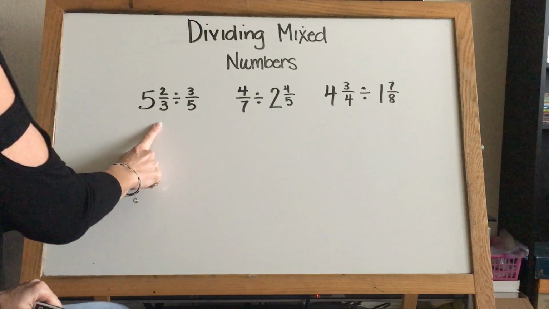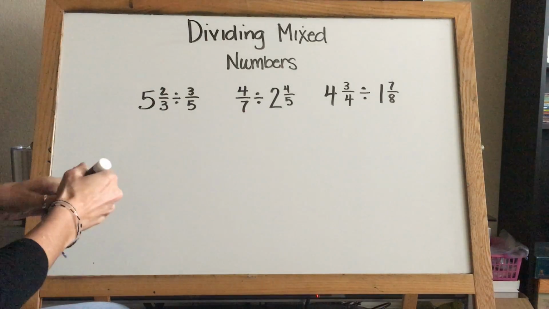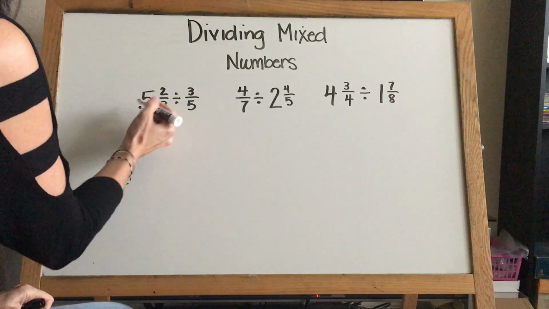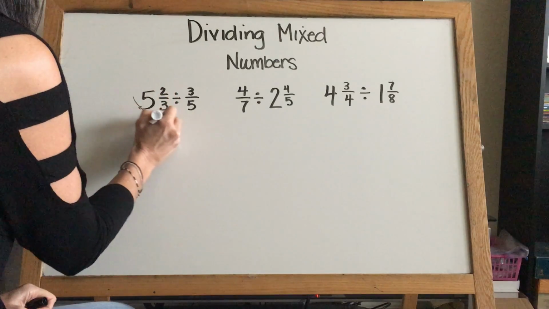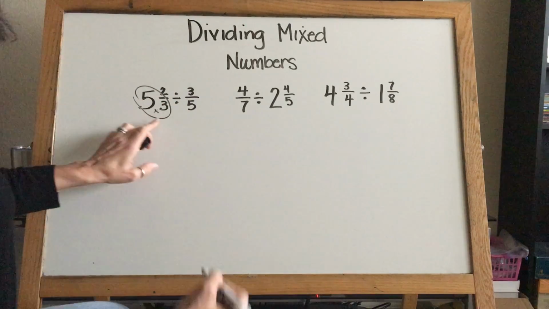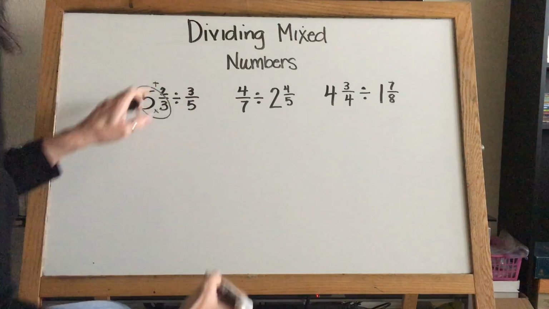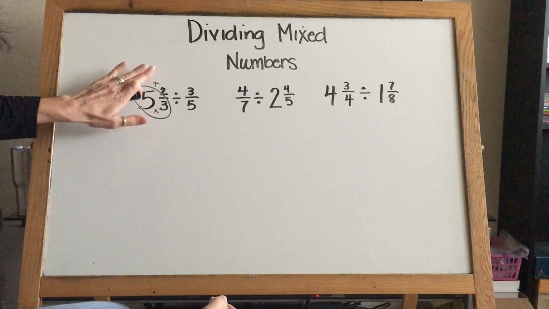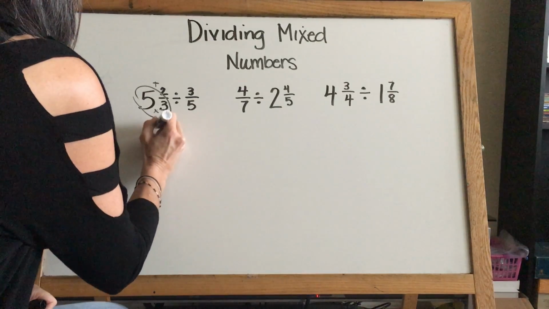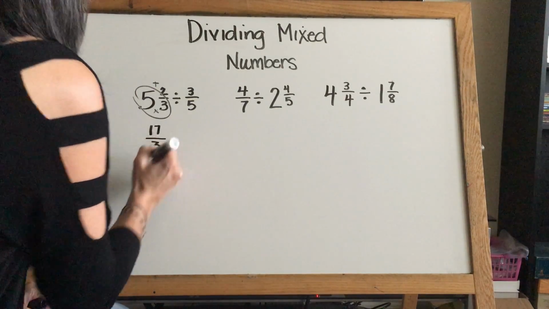So what are we going to have to do first? Well, we got to turn it into an improper fraction. So again, same process. Remember, we're going to multiply our whole number by our denominator. So 5 times 3 is 15. We're going to add our numerator. So 15 plus 2 is 17. So we have 17 over 3.